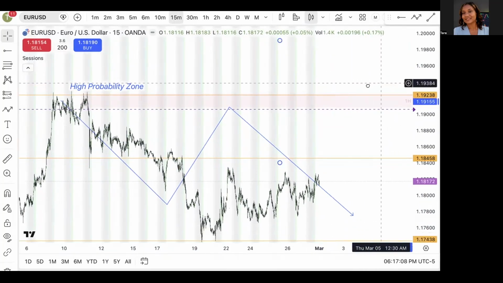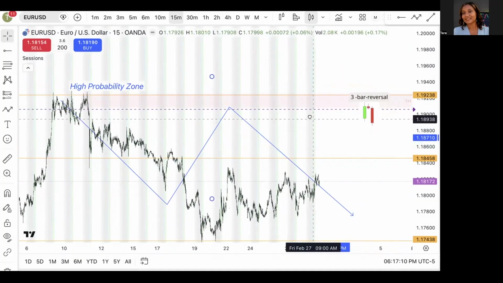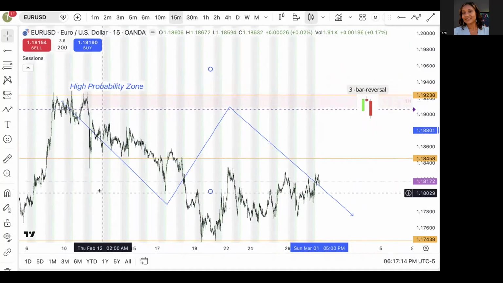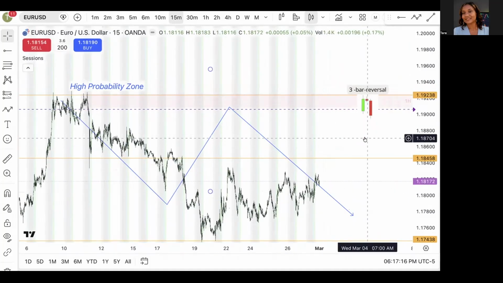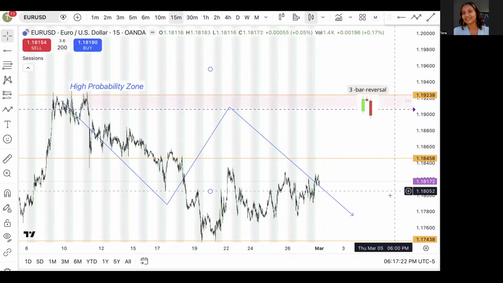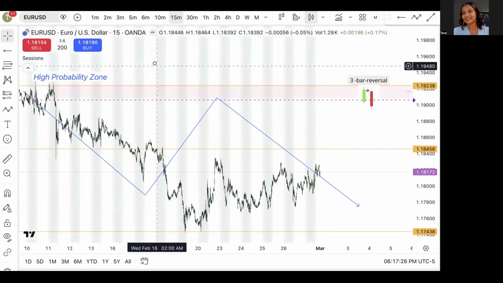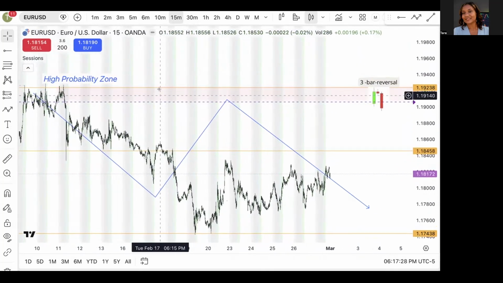When we do reach this high probability zone, we're going to be looking for a 3-bar reversal. And we're looking for a bearish 3-bar reversal. So we're going to have a strong push up. And we're looking for a candle of indecision. And then we're looking for a candle that shows us that there is a strong push down. Okay? And so that's what we're going to be keeping our eye out for when price gets back up here into this supply zone.